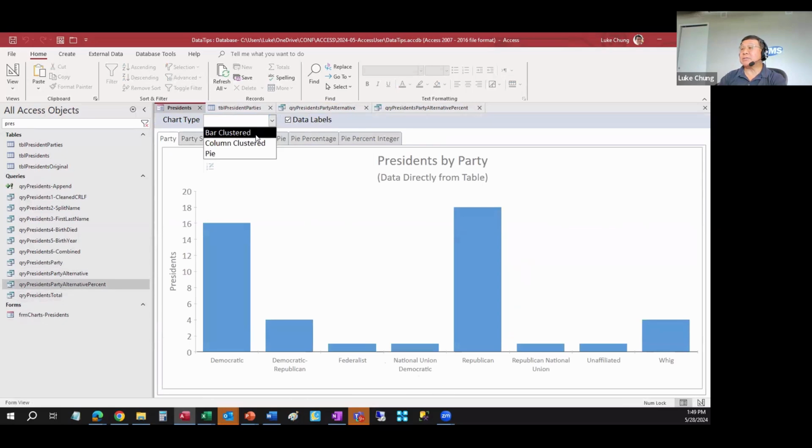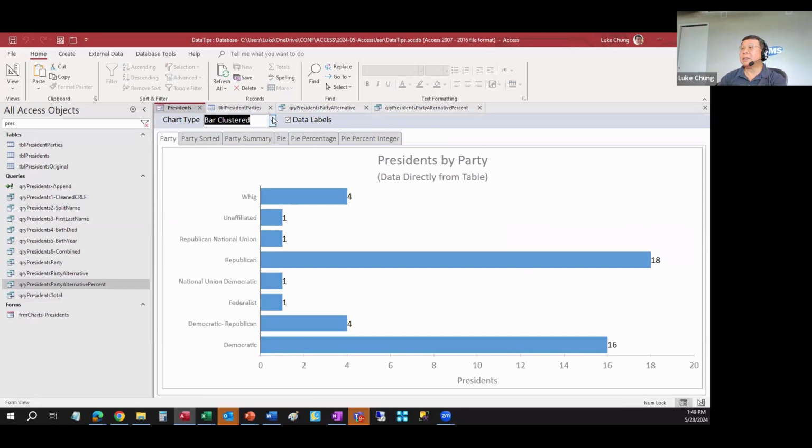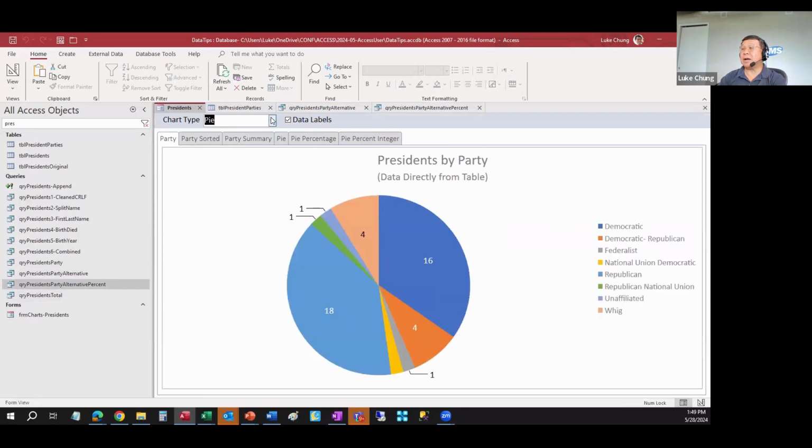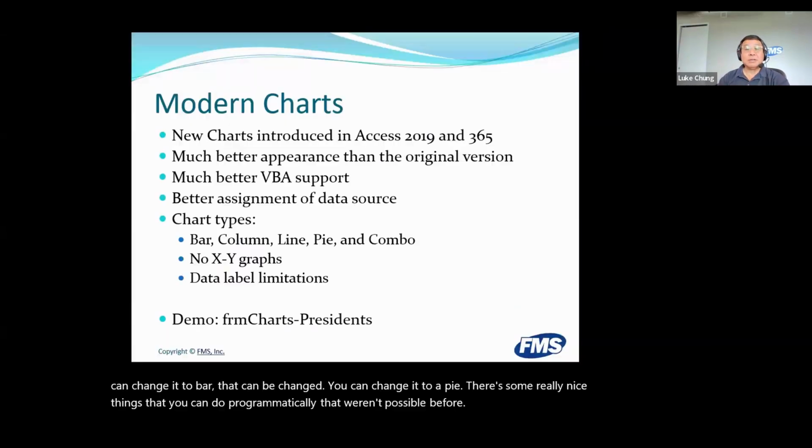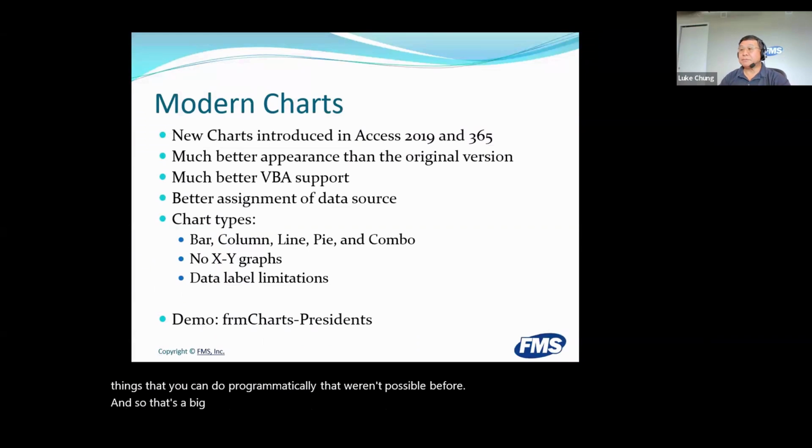Programmatically, you can change things. Right now that's bar column clustered. It can change it to bar. That can be changed. You can change it to a pie. There are some really nice things that you can do programmatically that weren't possible before. So that's a big plus from that.